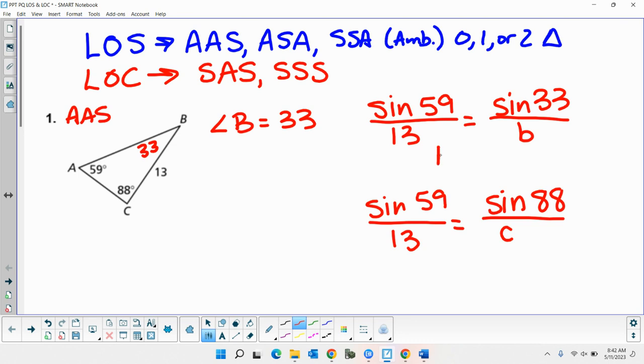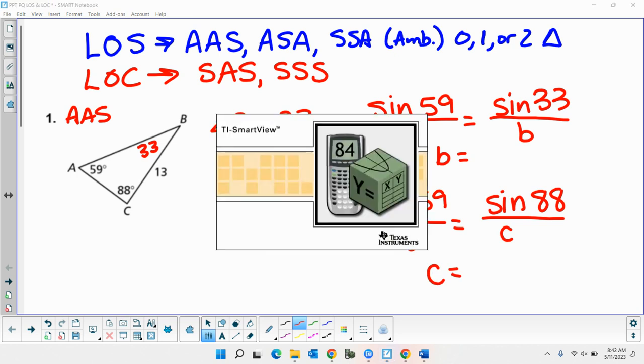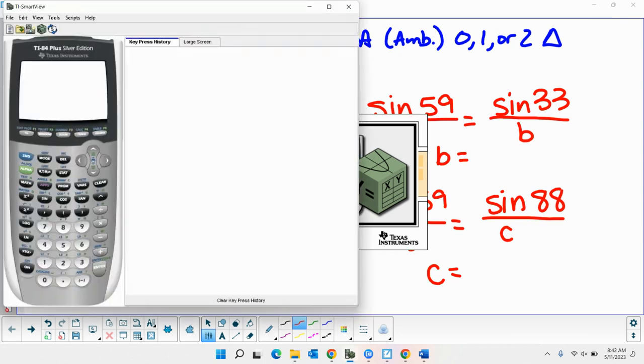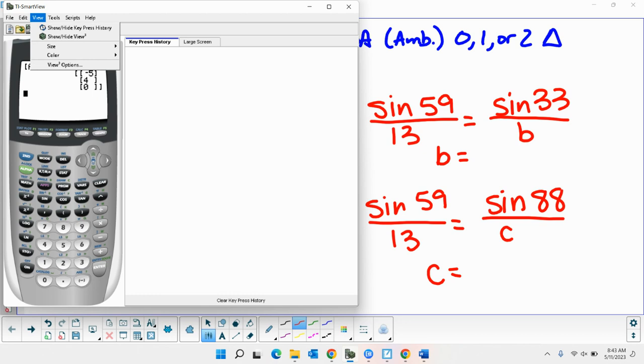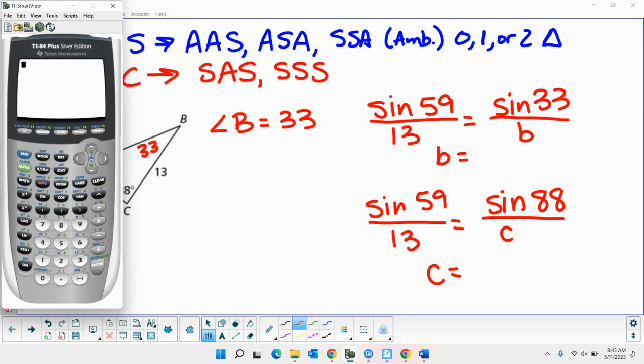Make sure we're in degree mode when you do this. It should be, because you've been doing this for a while now, it should be in degree mode, your calculator. But I always like to check to make sure. All right, I'll clear that out, hit the mode button just to check. Degree is highlighted, so I'm good to go there. So 13 times the sine of 33, close it up, divided by the sine of 59 will be what I need to put in for side B, which is 8.3.